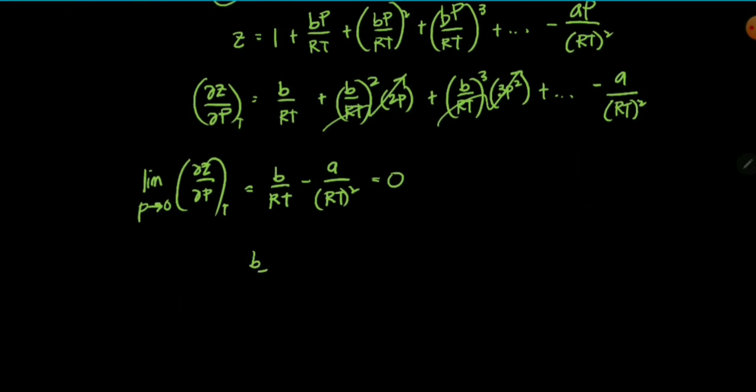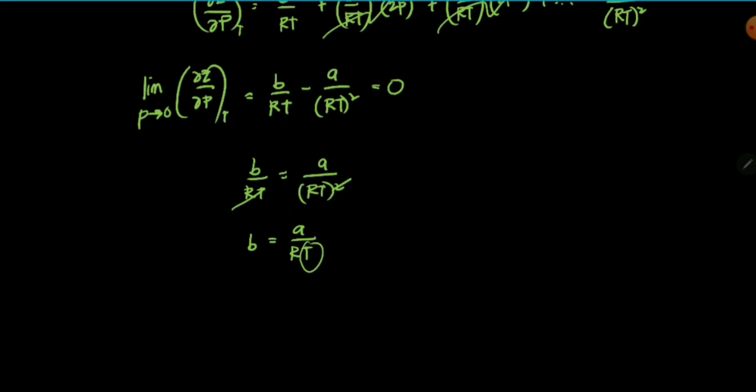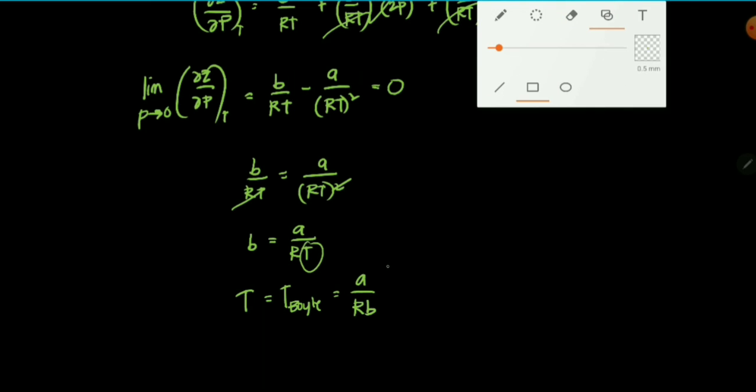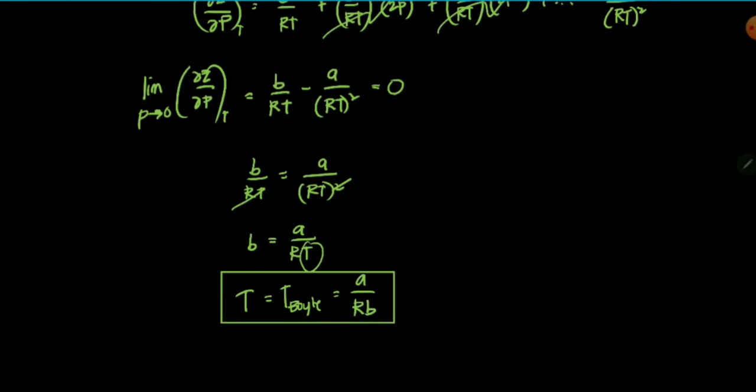So, therefore, B over RT is equal to A over RT squared. Cancel na yung RT. B is equal to A over RT. Therefore, this temperature here is the Boyle temperature. T is equal to T Boyle is equal to A over RB. So, that was how you derive the Boyle temperature of a Van der Waals gas. So, Boyle temperature is A over RB for Van der Waals gases.